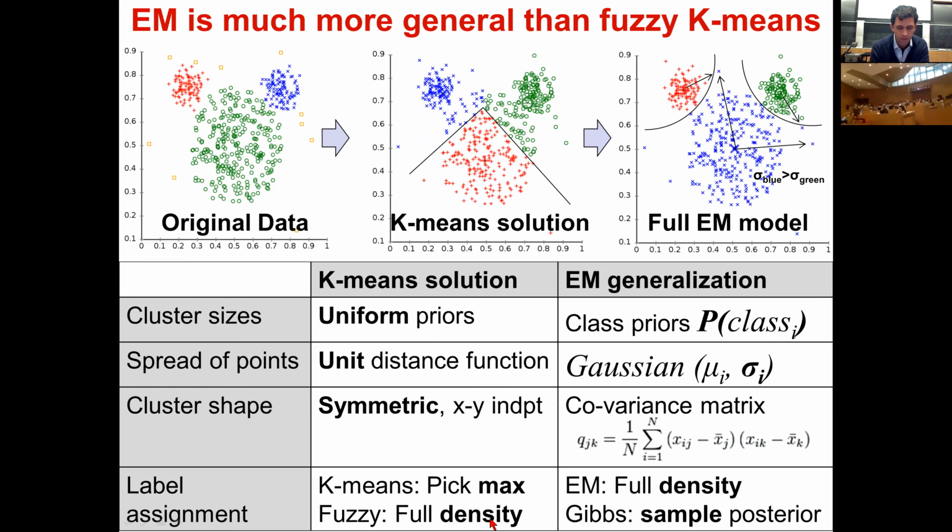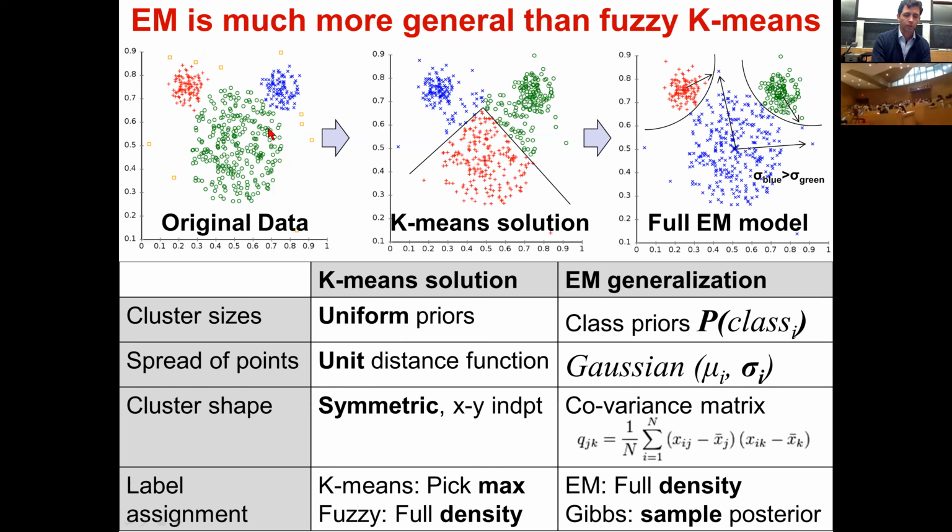And for the label assignment, with K-means we had fixed only the max. With fuzzy K-means, we were using the full density. And with EM, we could use, again, the full density, or we could simply sample from that posterior. So instead of always choosing the maximum, I could say, well, I'm halfway between these points, I'm going to flip a coin according to the probability of membership, and then put my entire weight on the label that came up on top.